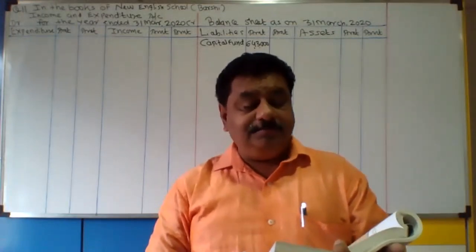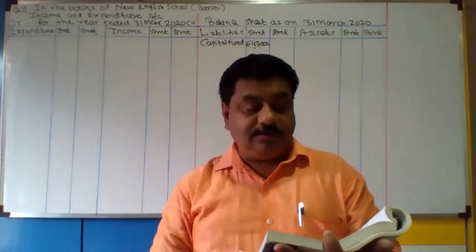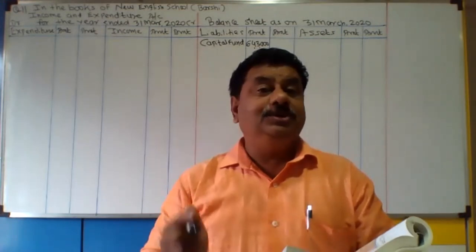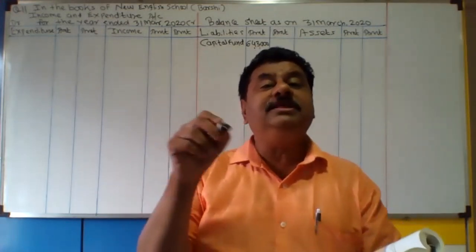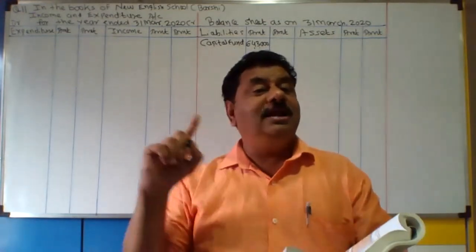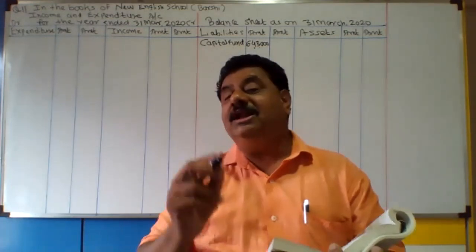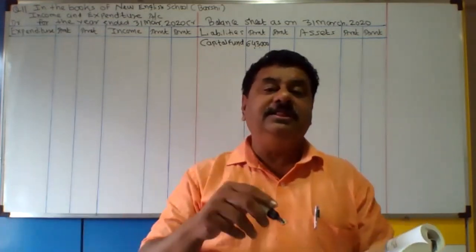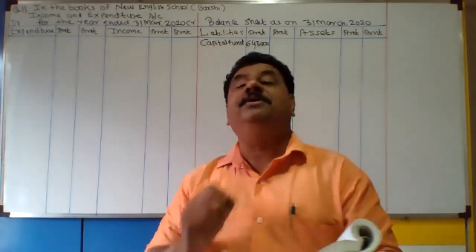Then what to write? Building, furniture, library books, and computer laboratory. These are all fixed assets. So from the last year, the fixed assets will continue in the current year also. Last year का furniture current year में continue होने वाला है. Single entry में आपने देखा था. Last year fixed assets are continuing in current year, but of course with some changes.